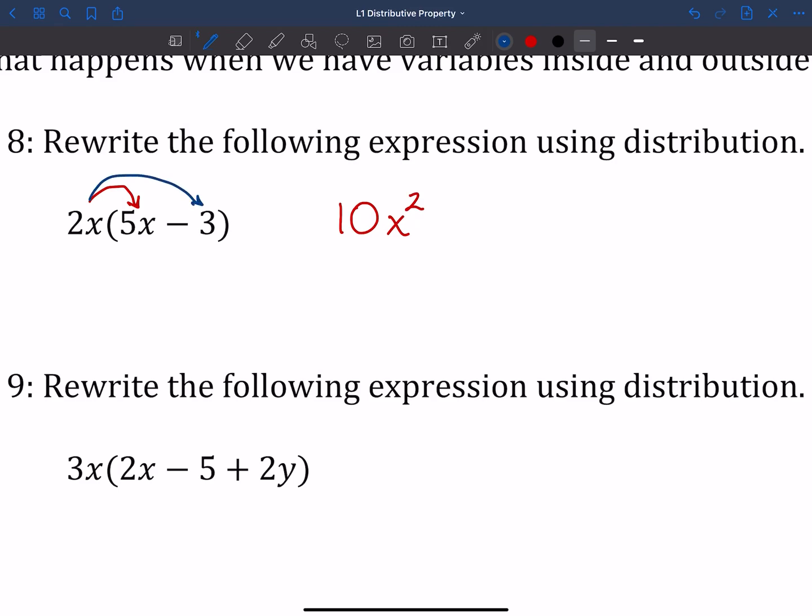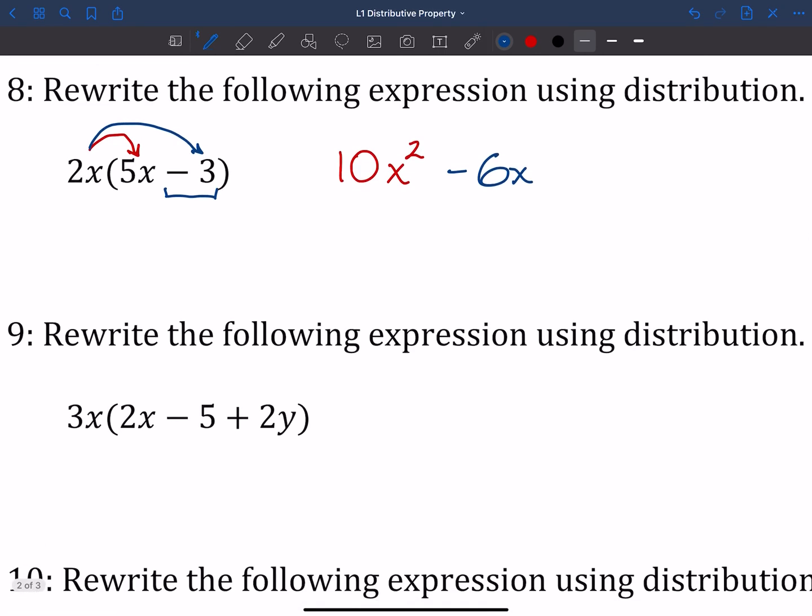Okay, so that's what we're going to get out of 2x when we multiply it into that 5x. And then we've got to do it with this other chunk, times this negative 3. So the 2 and the negative 3 can multiply to give me negative 6. The x doesn't have anything to multiply with, so it just comes along and stays the same. Cool, we're done with that one. That's really all that's going on there.